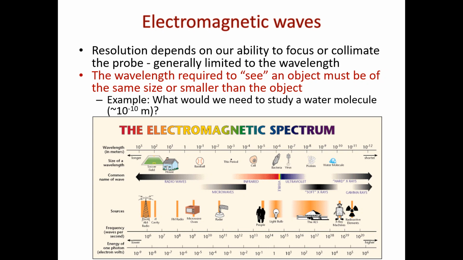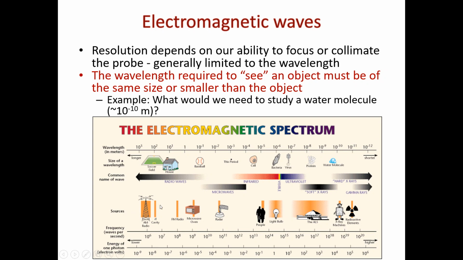So what type of exercise? Here I have the common names of the waves. So visible light is right here. Then we have the ultraviolet, infrared light, microwaves, radio waves, X-rays right here. So what do I need to see a water molecule? Hard X-rays, right? And smaller. So that's what we have to think about.